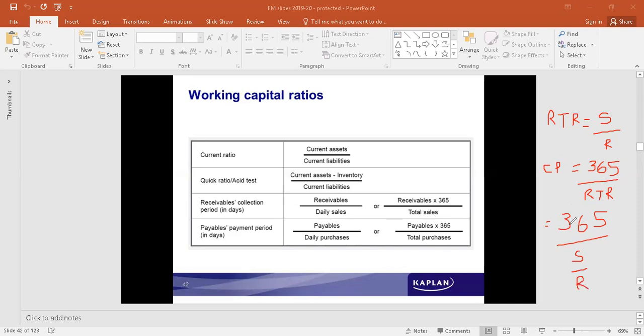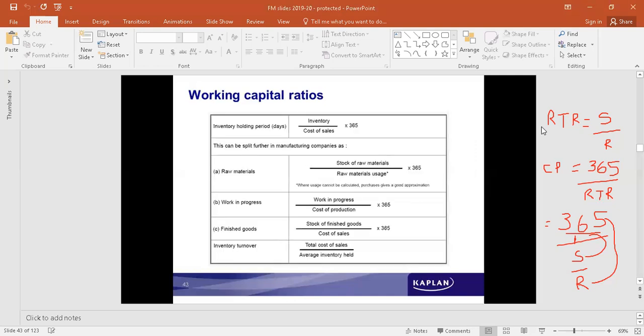The numerator has 365. If this is written as a fraction, 365 by 1. You know that, no? You have done it in school. So with fraction by fraction, the denominator of the denominator goes to the numerator, and the other goes to the denominator. You know this logic, I guess. So 365 into receivables divided by 1 into sales. That's the formula. The same logic applies for the payable period. The same logic applies for the inventory turnover ratio as well. So 365 into inventory by cost of sales.